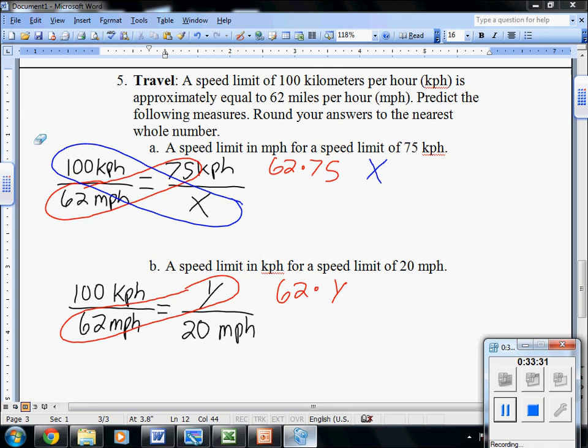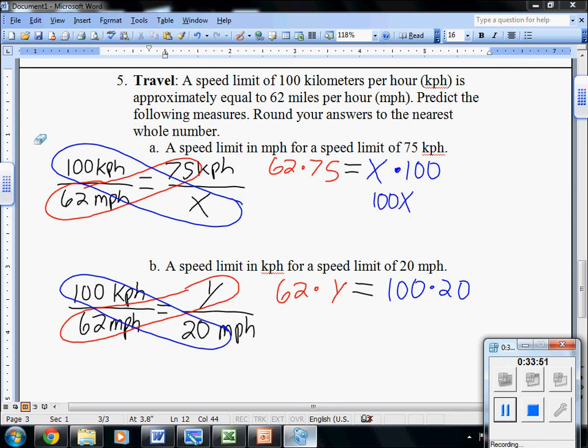Now let's go in the other direction. Up here, it's x times 100. And down here, it's 100 times 20. Now, those will always be equal to each other, so do not forget your equal sign. All you do now is solve both of these equations.